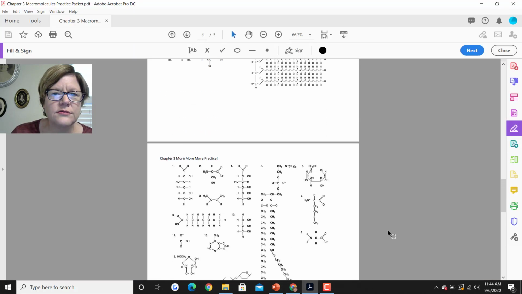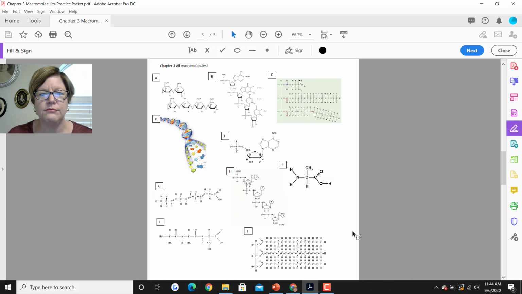Okay, so on this page, let's see if we can identify one amino acid. Remember, you're looking for an amino group, an alpha carbon that has a hydrogen and an R group, and then a carboxyl group, all in a little backbone structure. So the single amino acid is F. You see the amino group, the alpha carbon in the middle, and the carboxyl group.